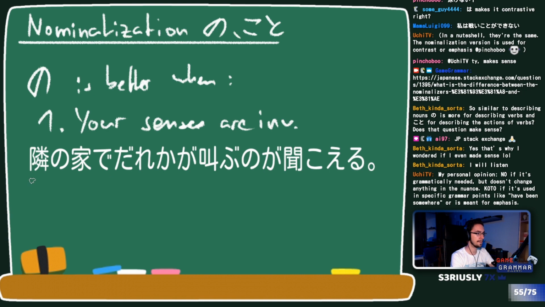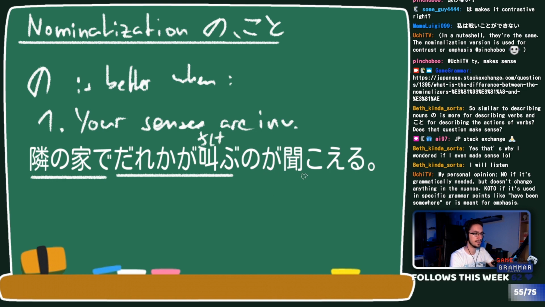Tonari no ie de. Okay, let's look at this, right? At the neighboring house, because de here marks the location of actions, dareka ga sakebu, someone is screaming. Dareka ga, someone, ga is the subject marker. Someone is screaming. Sakebu here means to scream. I will furiganize that.